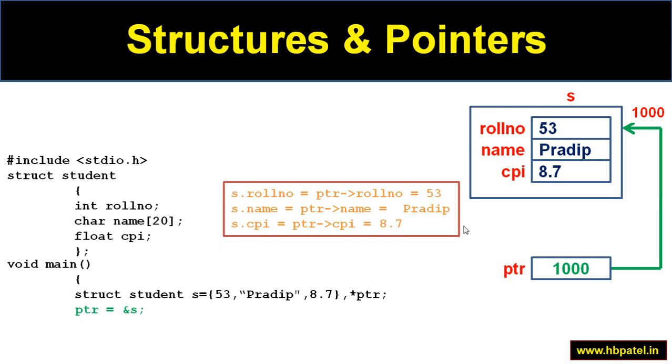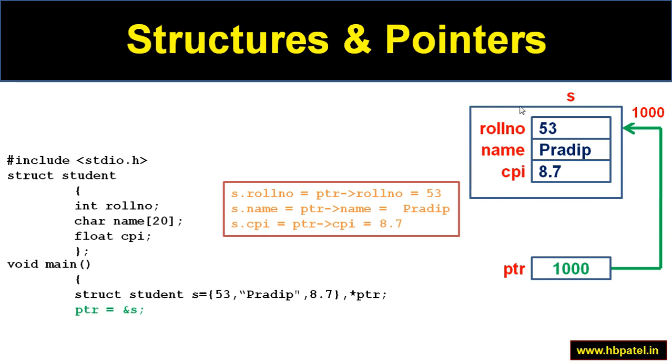But when you are referring to a structure using a pointer, the convention is a little different. In that case, you use pointer, hyphen and greater than sign, without any space. I'll be calling this arrow. So PTR arrow roll number is 53. PTR arrow name is Pradeep. And PTR arrow CPI is 8.7. Arrow is hyphen greater than sign.